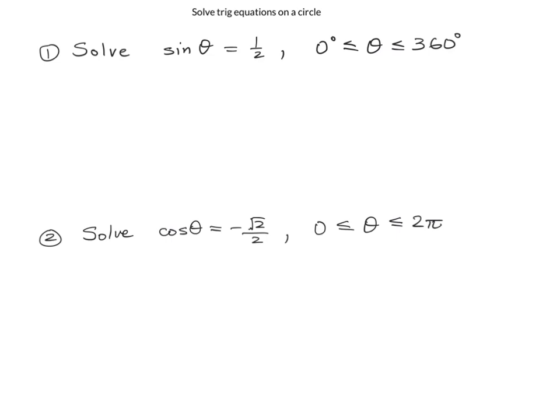So in this problem here, it says solve sine theta equals 1/2, and theta is between 0 and 360. So I'm going to draw two circles here. I know that seems a little unusual, but you will see why in a second. I'm going to draw them big because I need lots of space to fit things in.